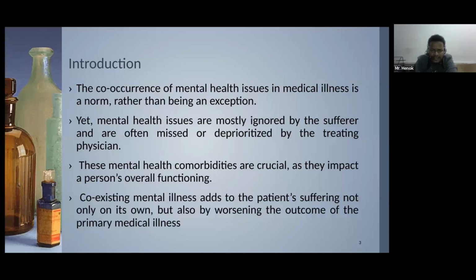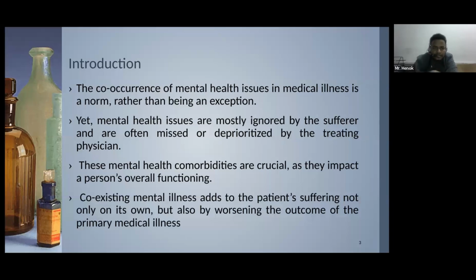These mental health issues are mostly prevalent in this kind of population, but still they are ignored by the sufferer as well as deprioritized by the treating physicians. These mental health comorbidities are crucial because they can affect the outcome of the medical condition by itself, and they can impact the person's overall functioning. The coexisting mental illness adds to the patient's suffering, not only on its own, as I said, but it can also worsen the outcome of the primary medical illness.